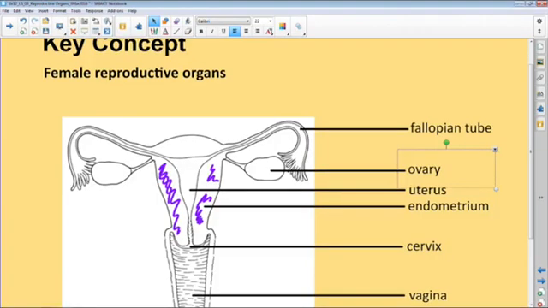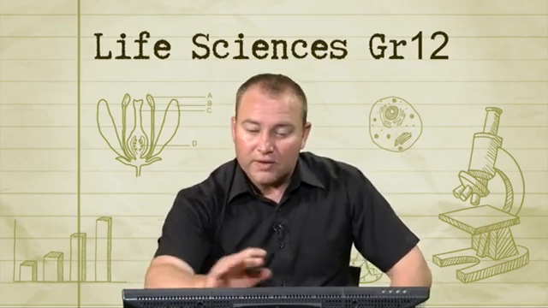Then you've got your endometrium, and that gets packed with blood, so that when the egg comes down, it's got something to plant into, so that it's safe, and it gets all its nutrients from there later on, right? And then you've got your cervix, as I said, which stops the baby from falling out, and then you've got your vagina where you put your penis as a male. Okay, now, that is the female reproductive organ.